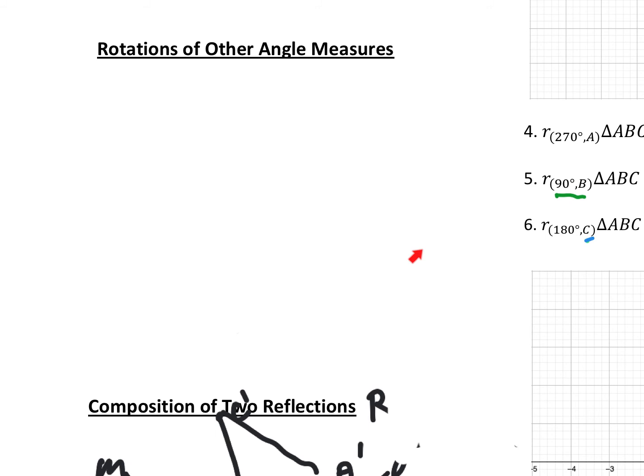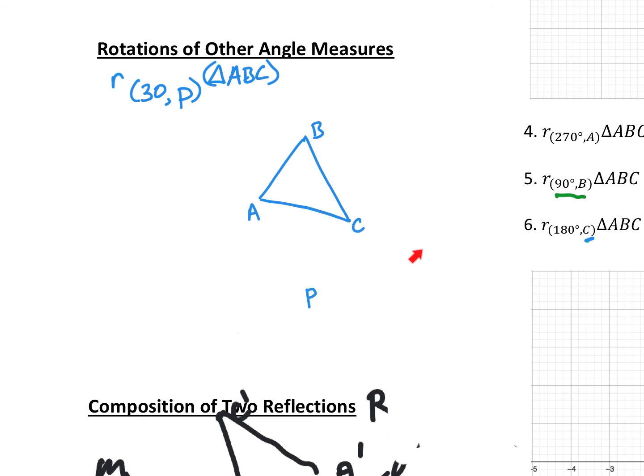So that brings us to rotations of other angle measures. Let's say I wanted to do a rotation of, let's go with 30 degrees, around some point P of triangle ABC. I'm just going to draw a triangle over here and call it ABC. Then I'm going to pick some place and call this P. Now I'm going to rotate this triangle about P by 30 degrees.